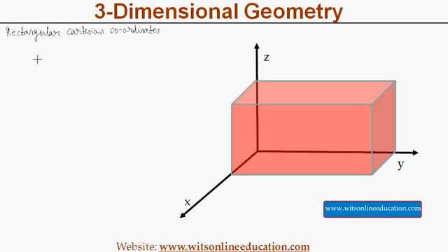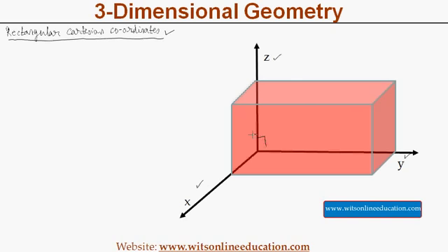In this video, we learn three types of coordinate systems. The first one is the rectangular coordinate system. In the previous video, we have already learned this type of system. In this system, we take three axes, that is x-axis, y-axis and z-axis, which are three mutually perpendicular lines.